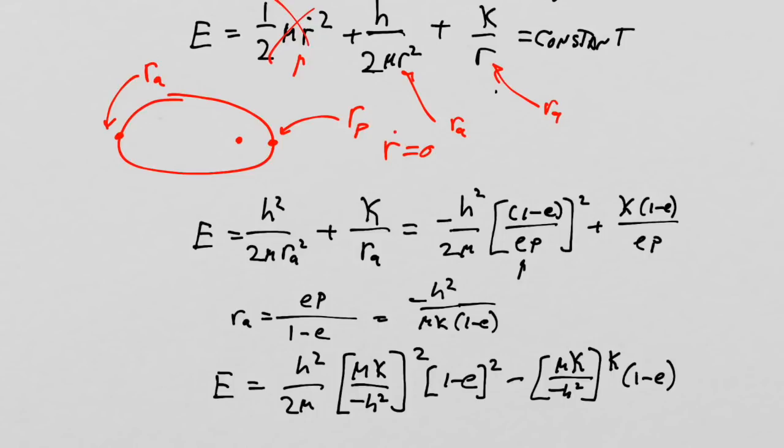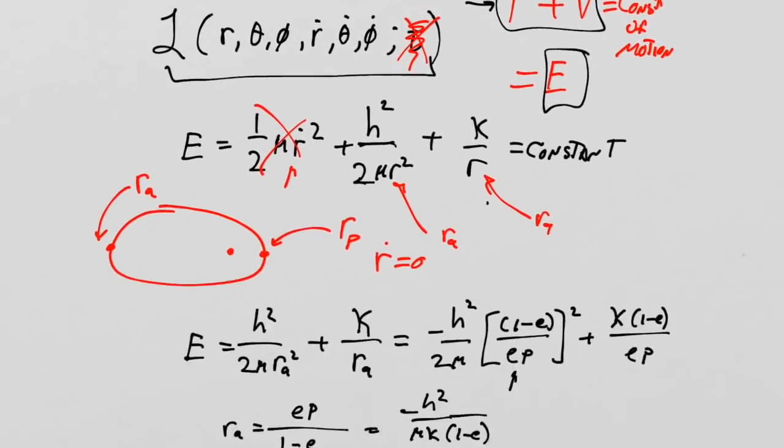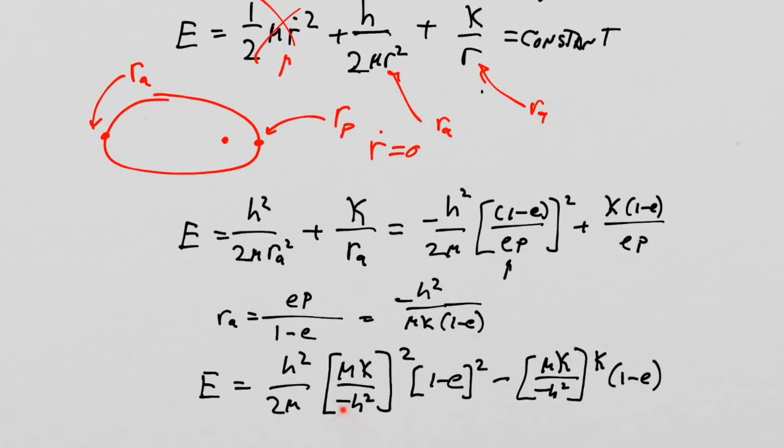Right? EP was minus h bar squared over mu K. Because we're squaring it, that sign's not going to matter. Then this sign will cancel that sign and turn it into, wait a minute, there's a plus sign here. This should be a plus sign. So there's a plus sign there, and then you'll end up with a minus sign in that term. And what does it look like when you simplify?